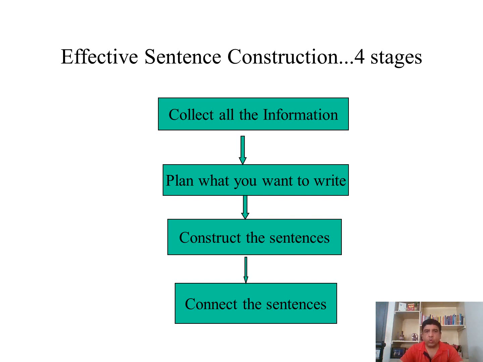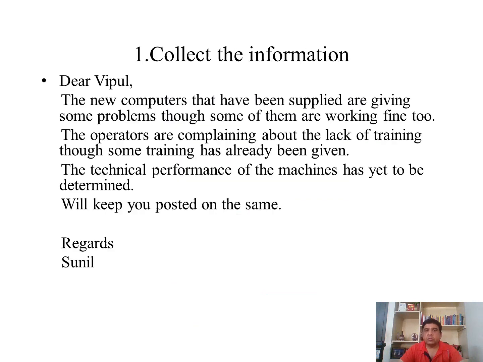Let's begin with stage one, which is collect all the information. That's almost commonsensical because when we need to frame a sentence, we must know what all information we want to convey through that sentence. Let's understand this idea through a simple example of an email that does not convey information very properly.